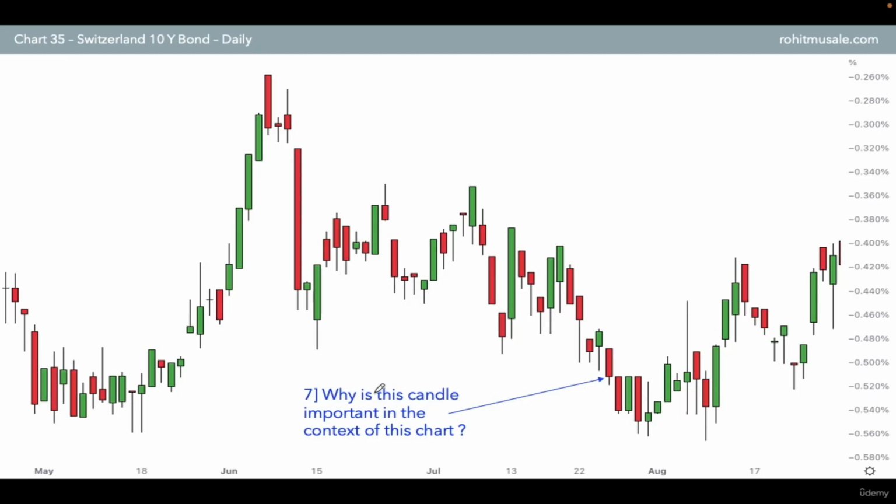Number 7, why is this candle important in the context of this chart? So if you look at this candle, observe carefully to the left-hand side of the chart. If you see these two candles, there is a rising window here. So if I draw this line, see, none of these candles is able to break that line. But this was the candle that finally broke the support created by the rising window. That is why this candle is important in the context of this chart.